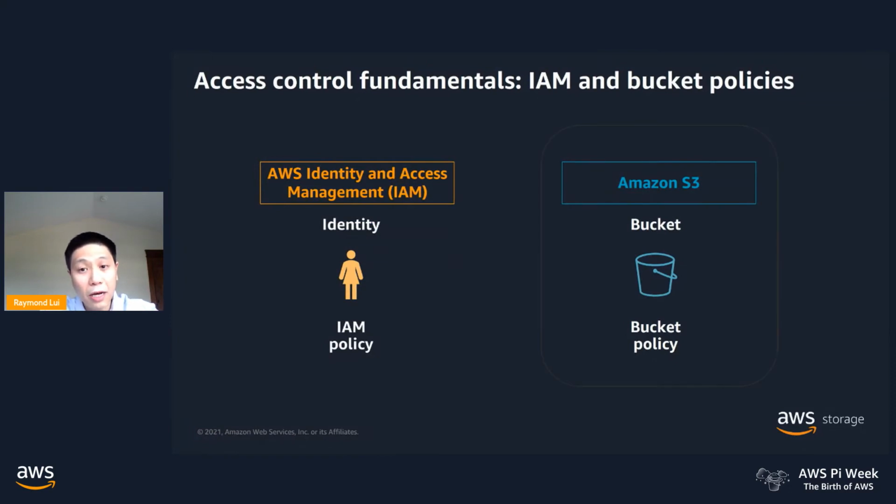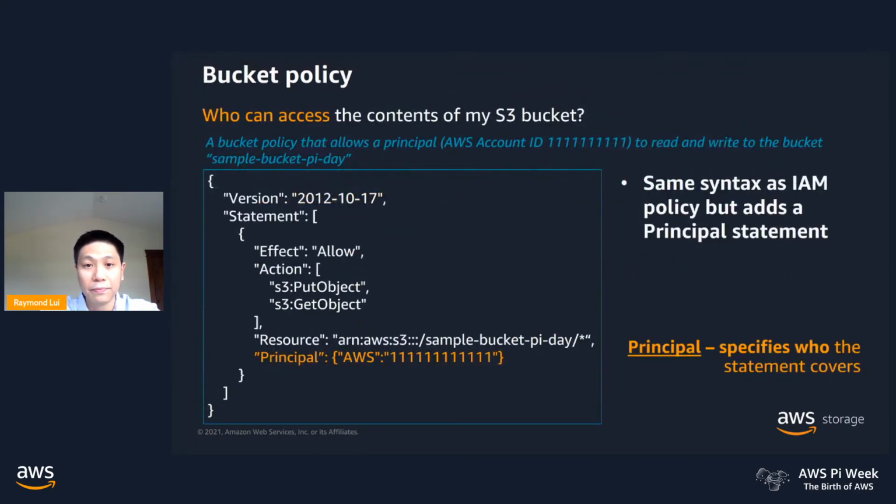Instead of using IAM policy, you can use bucket policy in Amazon S3. This is a resource-based approach because it defines permissions for your S3 bucket. A bucket policy defines who can access your bucket and what actions that user can perform. It is very similar to IAM policy in that it uses the JSON format, but it requires an additional principal statement that states who the policy covers.